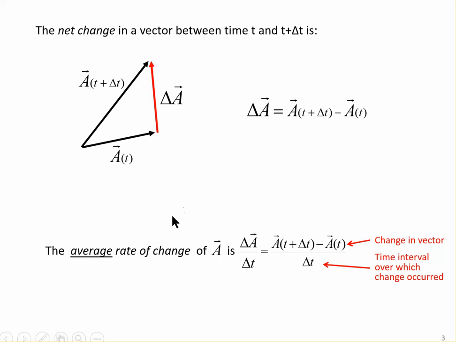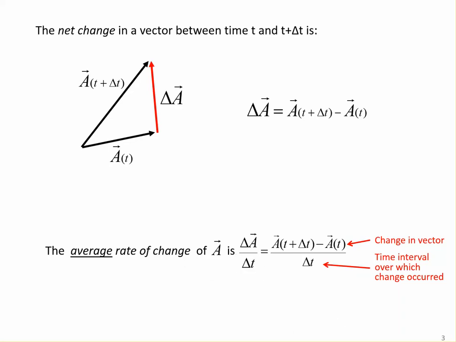We can define the average rate of change of this vector during that time interval to be the change in the vector, delta A, divided by the time that it took that vector to change, delta t. And here's delta A. It's the final vector at time t plus delta t minus the initial vector at time t. So the change in the vector divided by the time interval over which that change occurred, namely delta t. Once again, this is how we define the average rate of change of a vector during a time interval.